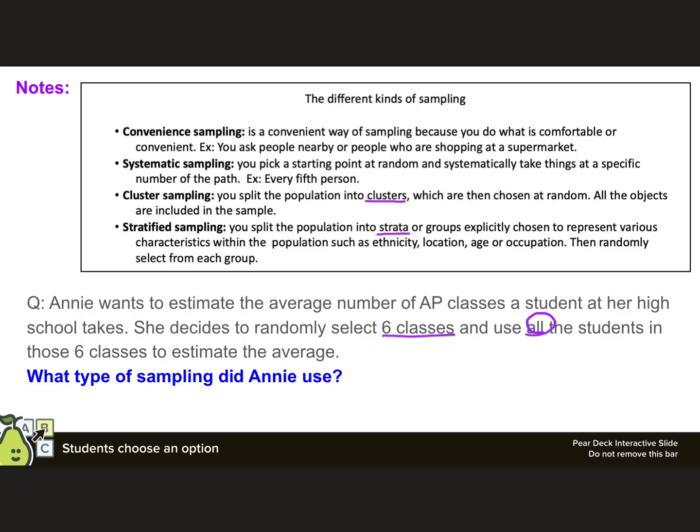That would be one of these two because they both involve groups. The fact that she's going to use all the students in those 6 chosen classes, that's where it's going to distinguish between cluster and stratified. So it's definitely a cluster sample.